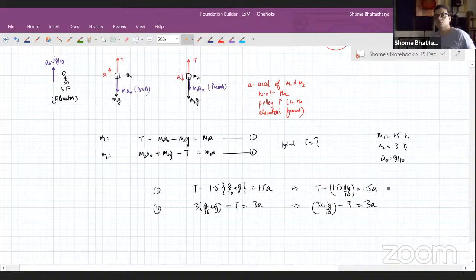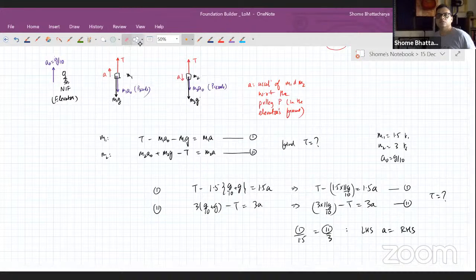So now see, we want to solve these two equations for T. T is the unknown, so we want to eliminate a. To eliminate a, take equation 1 and divide it by 1.5 and equate it with equation 2 divided by 3. So the right hand side for both the equations is equal to a, and that should be equal to the left hand side.